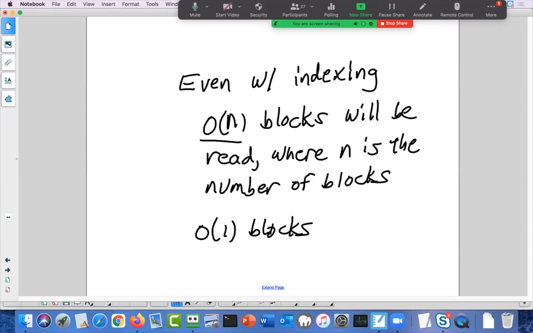So yes, basically this is the thing. You're going to index when the index will result in a constant number of blocks being retrieved. You won't index an attribute if it essentially makes no difference because you still need to read the entire file.